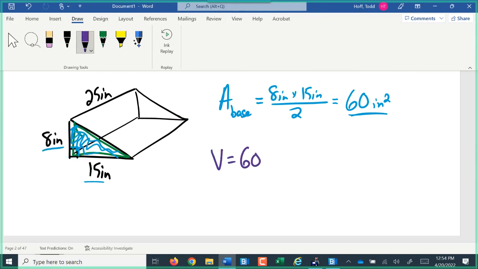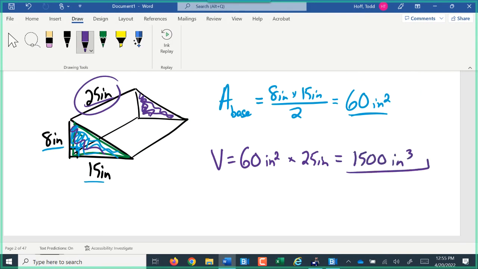Volume is 60 inches squared times what's my height? 25. Now, that doesn't look like a height. It doesn't go up and down. But the height in these solids is defined to be the distance from where the base started to where it stopped, or just the distance between bases. This shape here is also the shape of the base, right? 25 inches is the distance between this and that, the distance between the bases. So it is 25 inches, which gives us 1,500 cubic inches of volume.